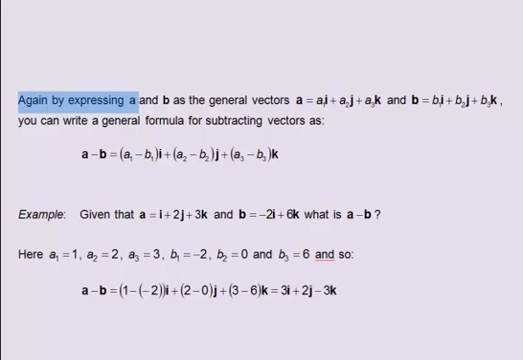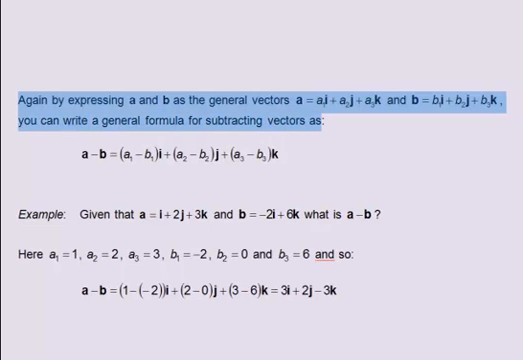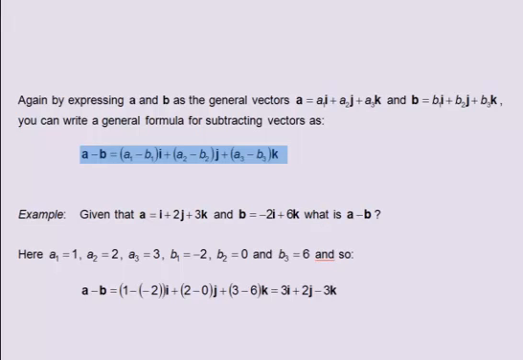Again, by expressing a and b as the general vectors, vector a equals a1i plus a2j plus a3k, and vector b equals b1i plus b2j plus b3k, you can write a general formula for subtracting vectors as a minus b equals (a1 minus b1)i plus (a2 minus b2)j plus (a3 minus b3)k.